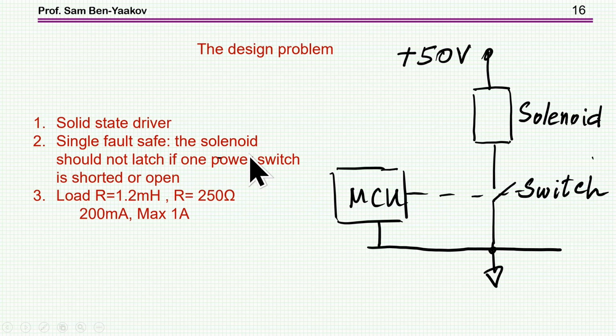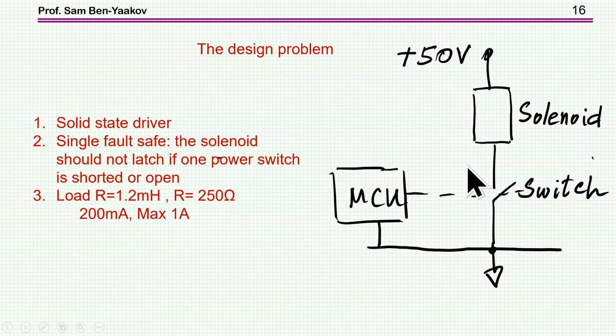Since there is a requirement of single fault safe, one switch will not do the job, because if there is one switch and there is a short, then it will turn on the solenoid permanently. So you obviously would need two switches, and the requirement is that if one switch is either open or shorted, then the system will not latch, that is, the solenoid will not be activated. This is for safety reasons, because this particular application is very sensitive, and the solenoid should not be operated unless there is a need for that.